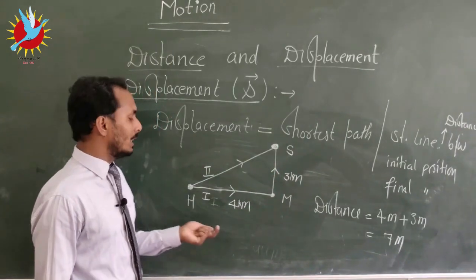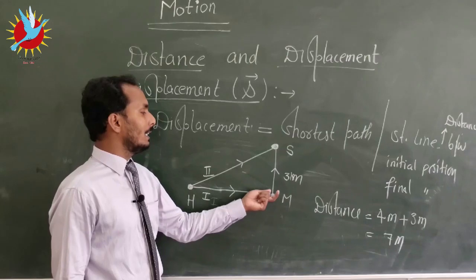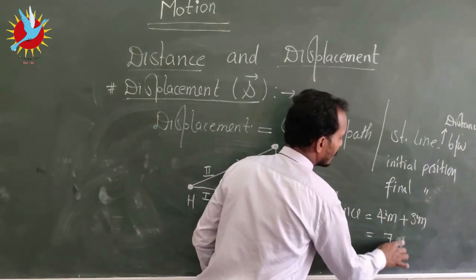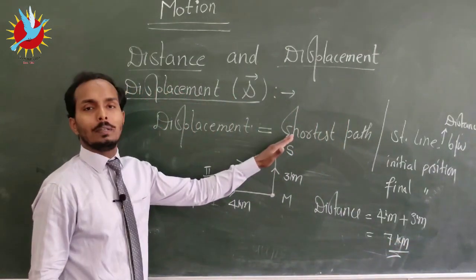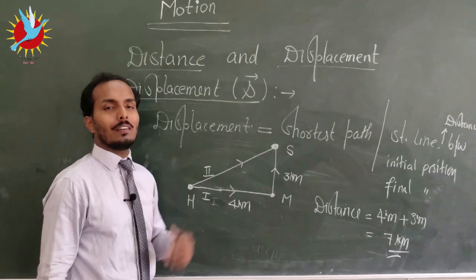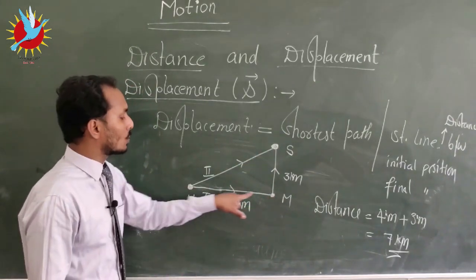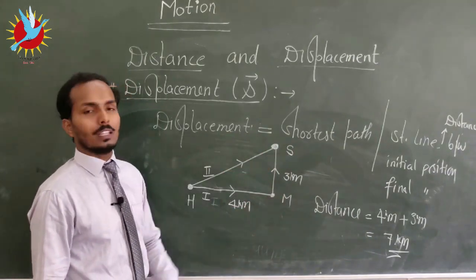What is the actual path? Its actual path is 4 kilometer and 3 kilometer. Its value is 7 kilometer. So this is the path which he covers. Actually he is going by the first route, so this is the actual path.